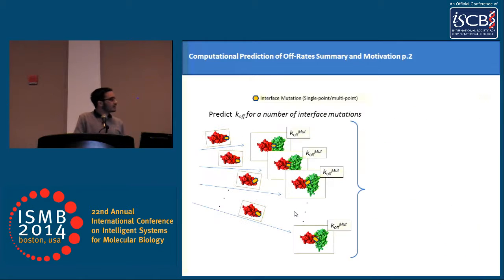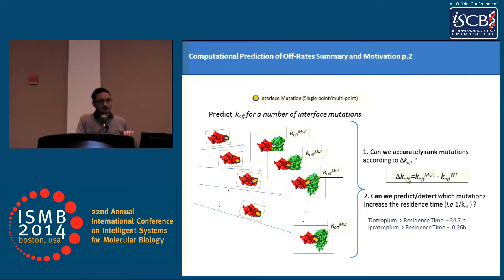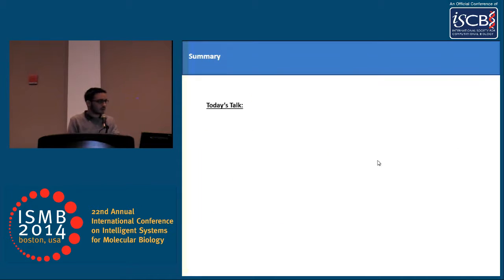Now, the key thing is that from these mutations, we want two things. Ideally, we want to be able to rank them accurately according to delta K off. And getting back to the drug design scenario, we are very interested in mutations which can stabilize the complex, which can increase the residence time. So we will concentrate mainly on these two goals, at least for this talk.